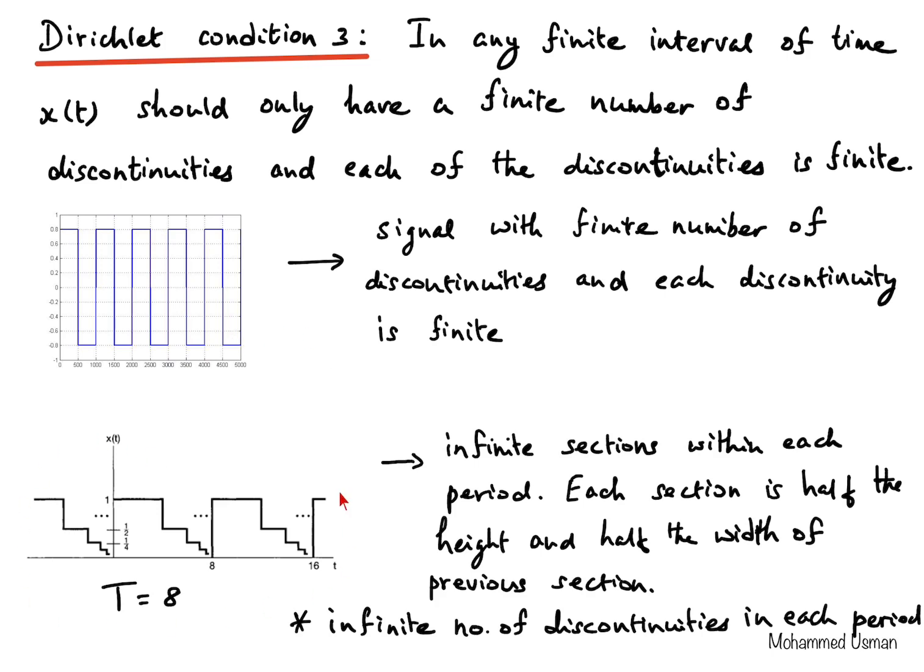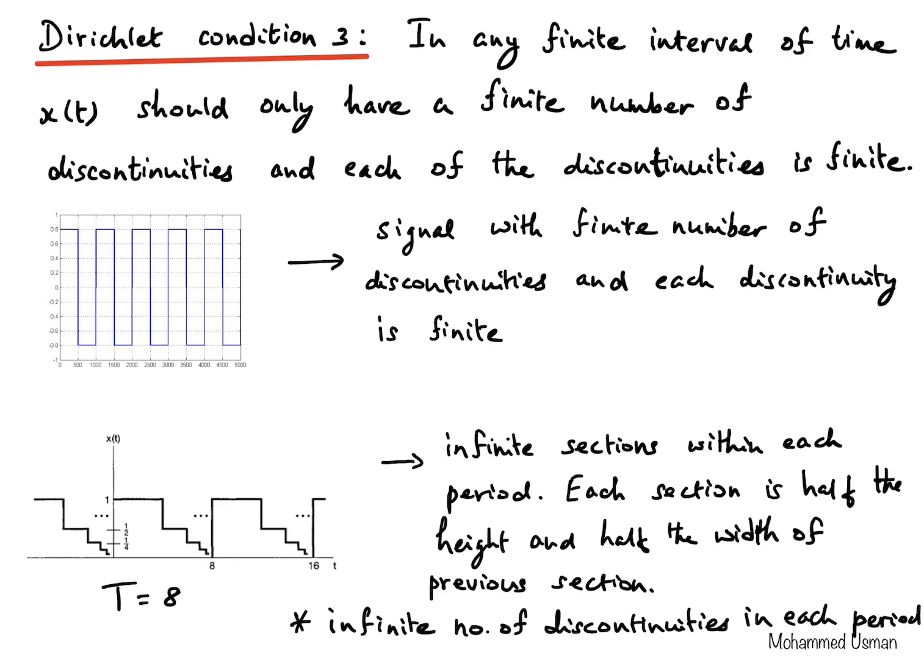Whereas this signal at the bottom here is an example of a signal that is having infinite number of discontinuities. So you see here, that's a discontinuity, so that's a vertical line, and that's a vertical line, and that's a vertical line. So it is divided into sections where each section is half the width and height of the previous section. So the second section is having a width which is half of the first section, and a height which is also half of the previous section, and this continues. So basically what happens is each time the width and the height is becoming half of the previous value.